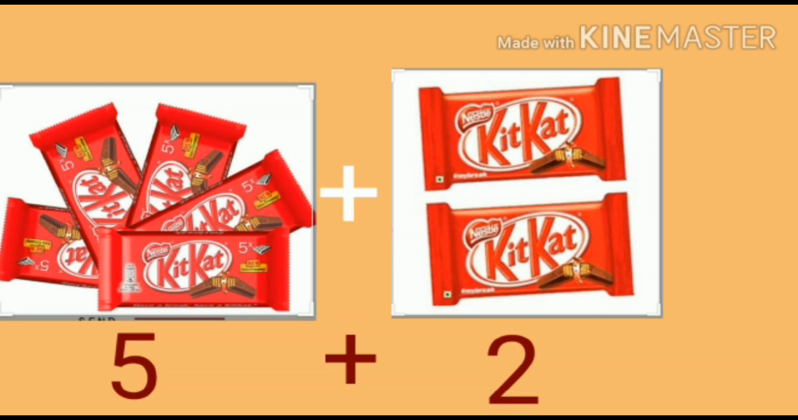In this sum, first we keep 5 chocolates in our mind and then add 2 more chocolates by counting forward 2 steps more. That is 5 plus 6, 7. So, how many chocolates are all together? 7 chocolates. Very good. All together 7 chocolates.